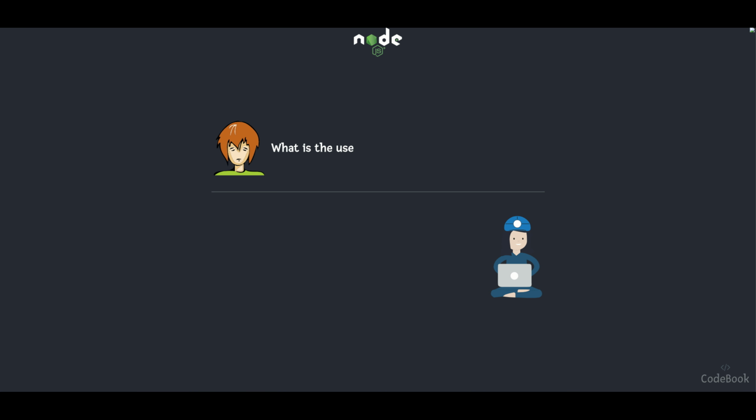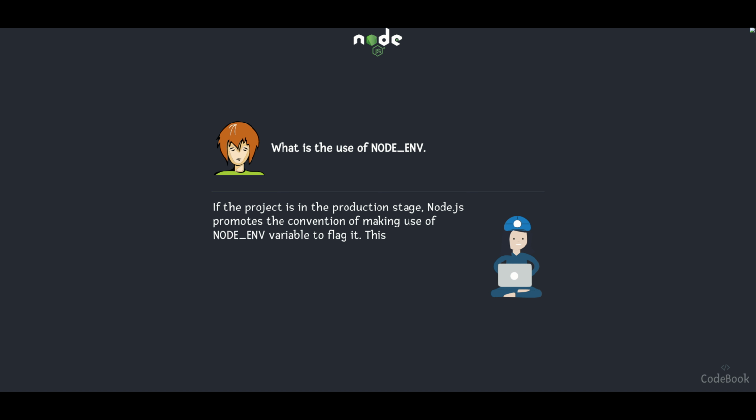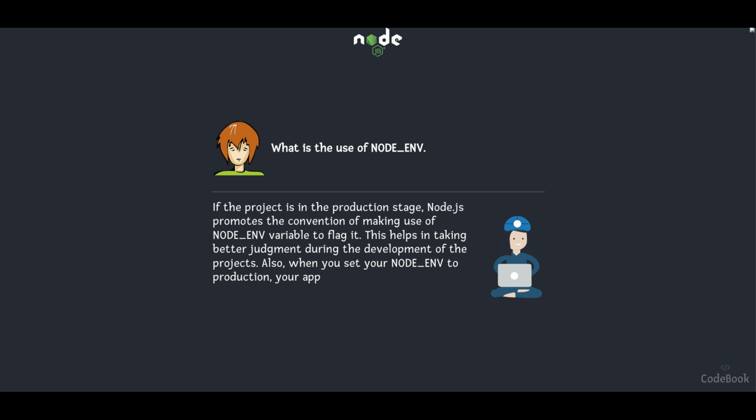What is the use of NODE_ENV? If the project is in the production stage, Node.js promotes the convention of making use of the NODE_ENV variable to flag it. This helps in taking better judgment during the development of the projects. Also, when you set your NODE_ENV to production, your application tends to perform 3 times faster.